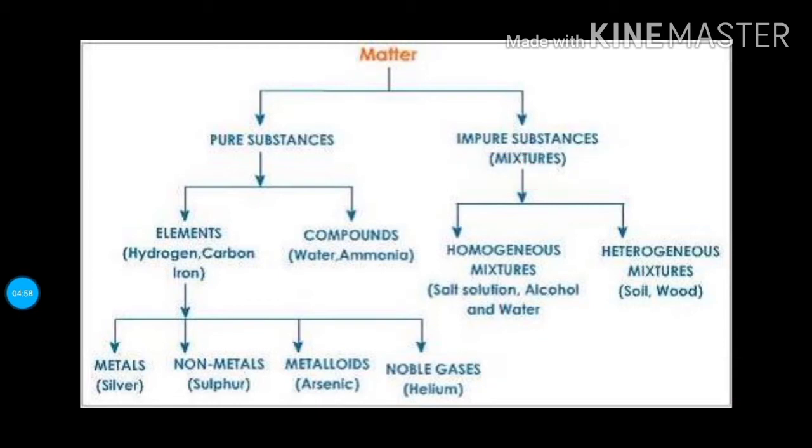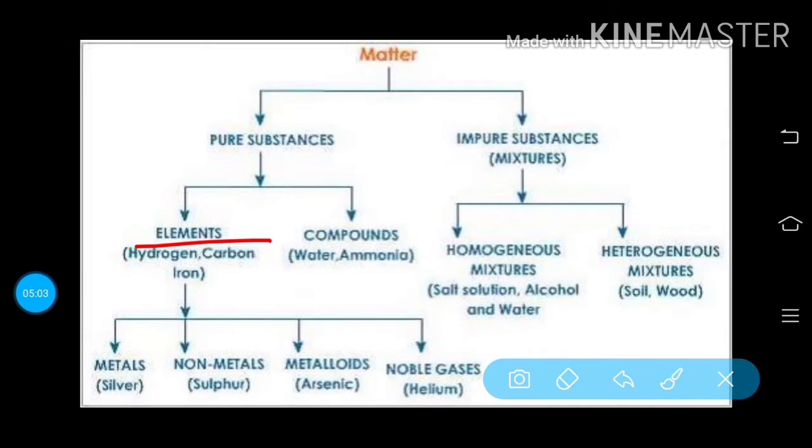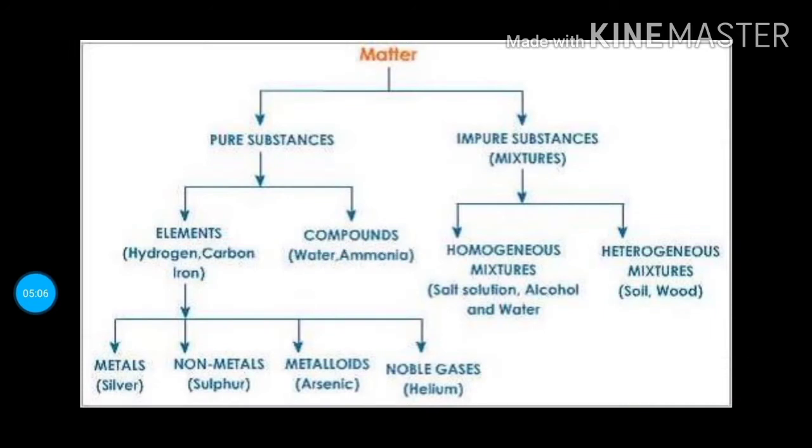Now you can see that pure substances are further divided into elements and compounds. What are elements and compounds? An element is a substance which cannot be divided or split up into two or more simpler substances. And compounds are those which are made up of two or more elements. Examples of elements are hydrogen, carbon, iron. I think you are well aware of what hydrogen, carbon and iron are. You know that hydrogen is a gas, and carbon and iron are minerals.